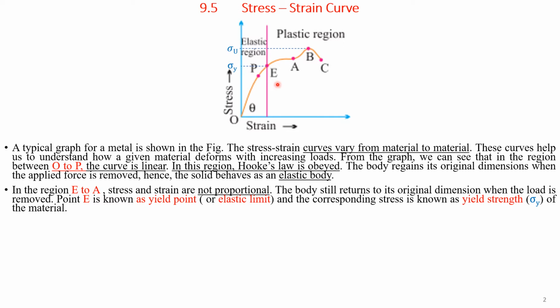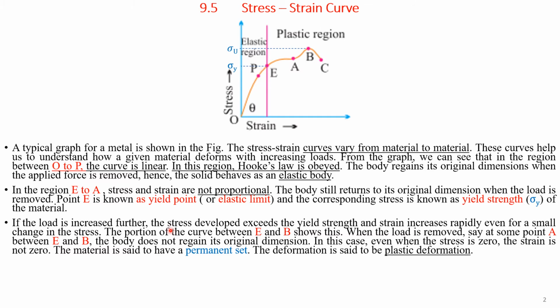In the region beyond P, that is P to E, stress and strain are not proportional. Here, the proportionality is not there. The stress is not proportional to strain, so Hooke's law is not obeyed. The body still returns to its original dimension when the load is removed. Point E is known as the yield point, or elastic limit. The corresponding stress is designated as sigma y, which is the yield strength of the material.